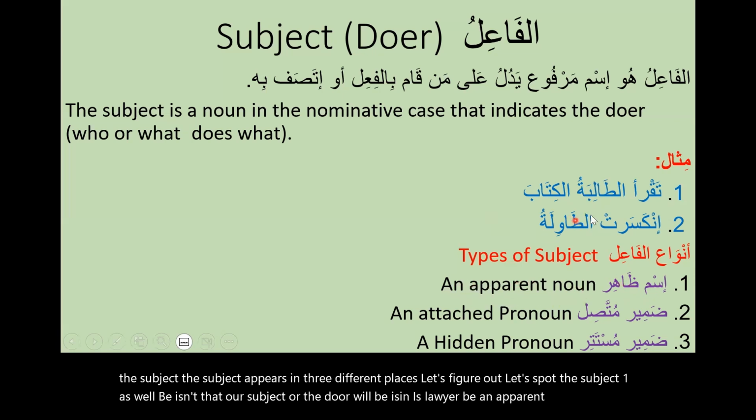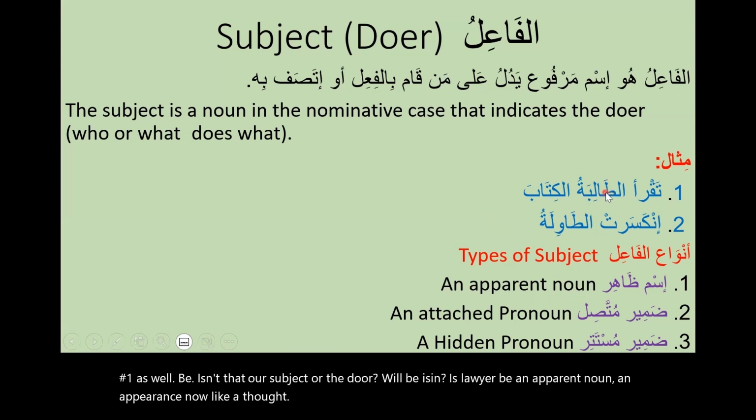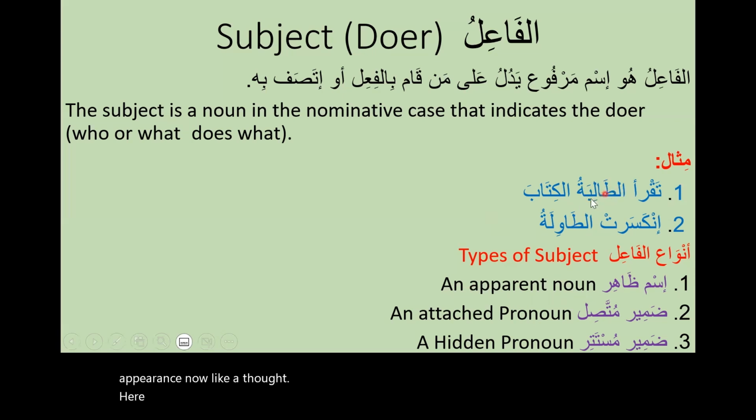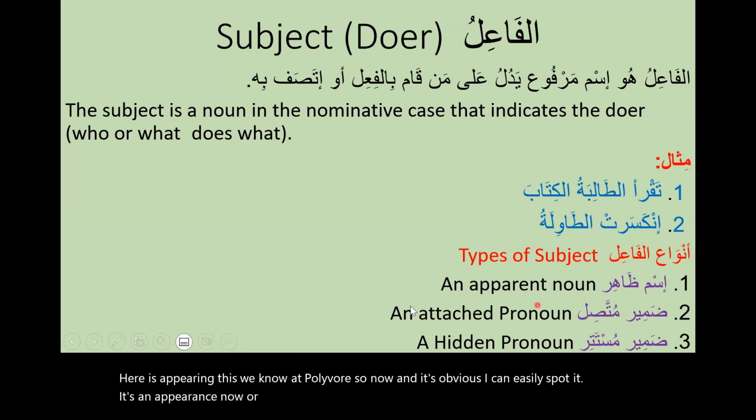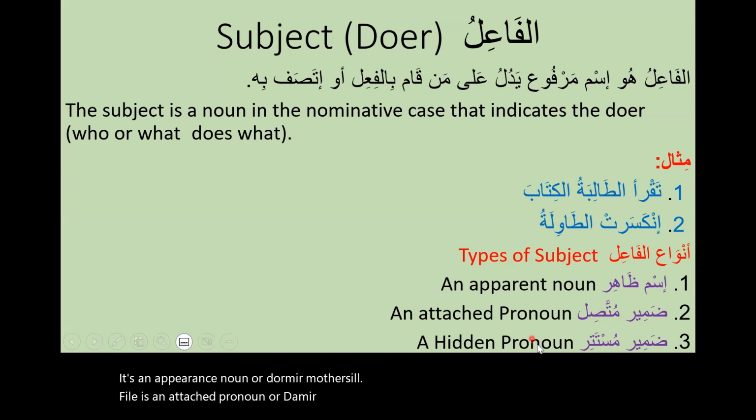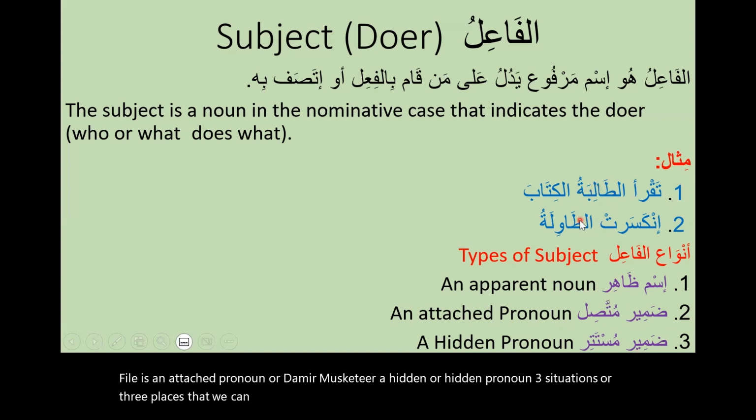An apparent noun, like at-talibatu here is apparent. We know at-taliba is a noun and it's obvious. I can easily spot it. Or ضمير متصل, al-fa'il is an attached pronoun. Or ضمير مستتر, a hidden pronoun. Three situations or three places that we can find our subject. Let's take examples one by one and see the subject.